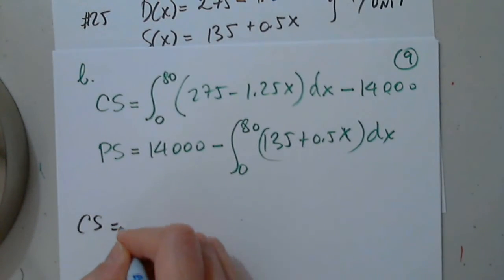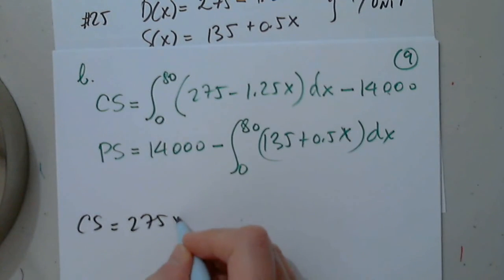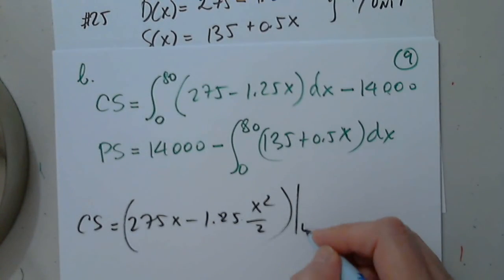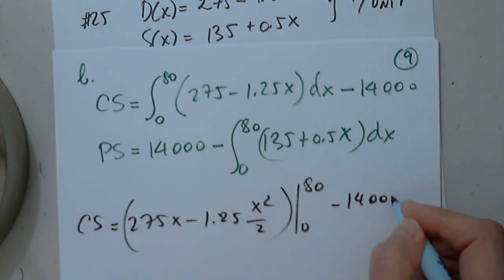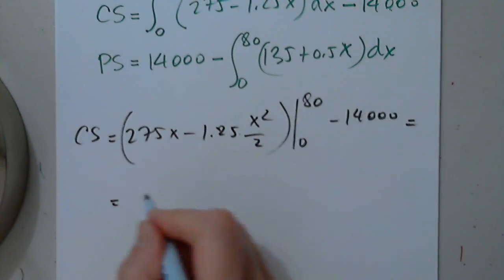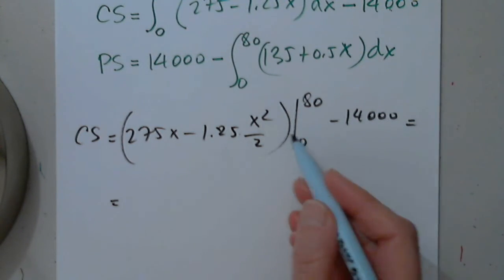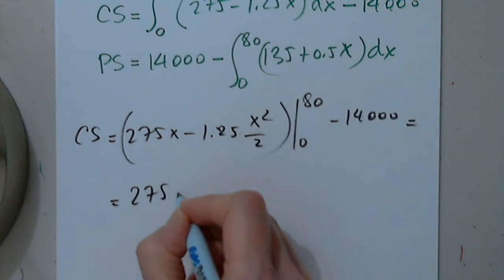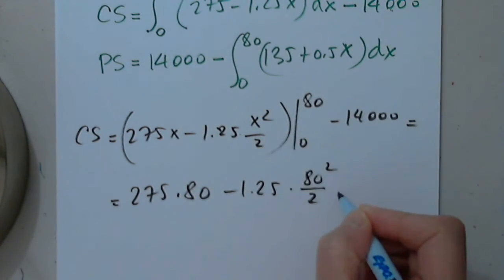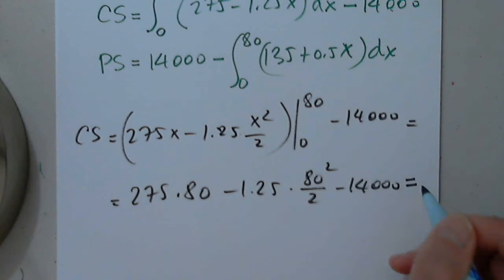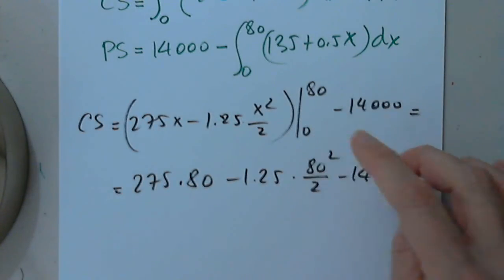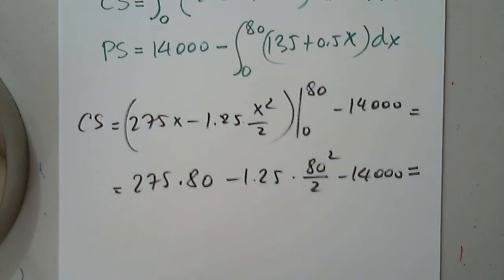Very good. So consumer surplus will be 275x minus 1.25x squared over 2 from 0 to 80, minus 14,000. And all I have to do now is just plug in, because when I plug in 0, everything is 0. I only have to show this, like this, as you see it right here. And then you can put the answer. I'm fine. But if this is 5, then you have to write minus, so on and so forth.